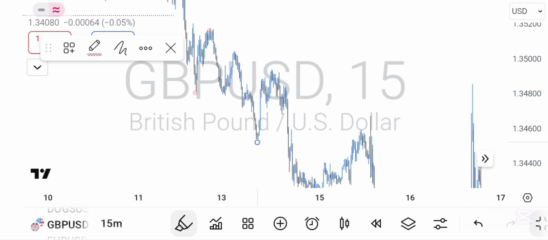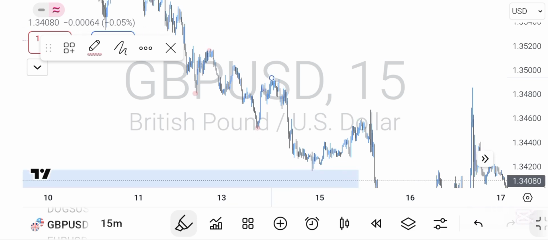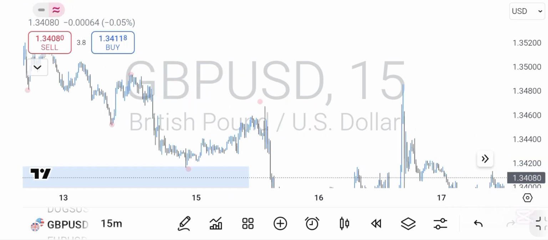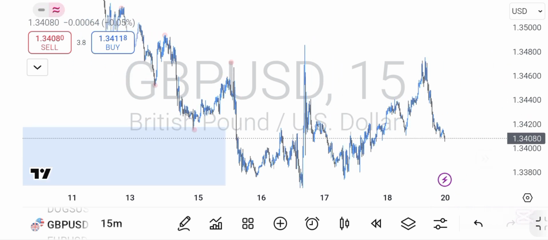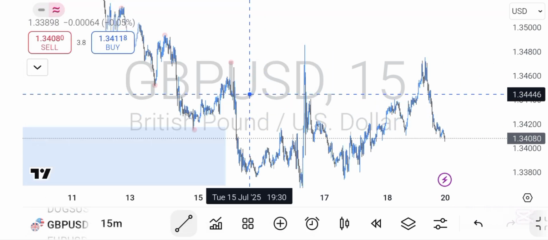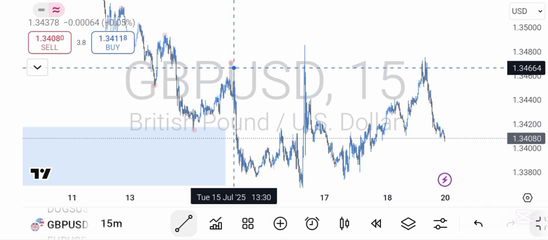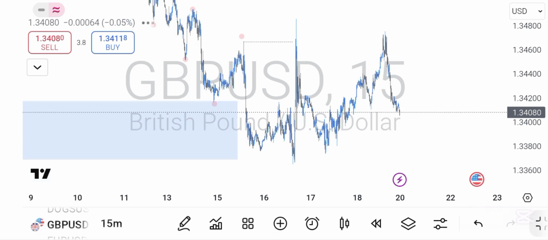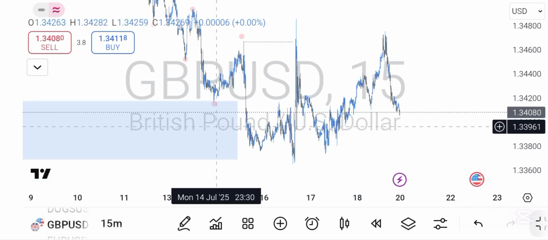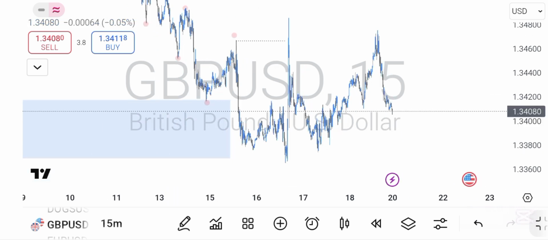Price created this new low. This was the last high. Then price created this low before creating this high. So to me, I can see that this was the last high that was created before market broke structure to the downside. So this was the last high that was created before market actually mitigated into this zone, this higher time frame demand zone.